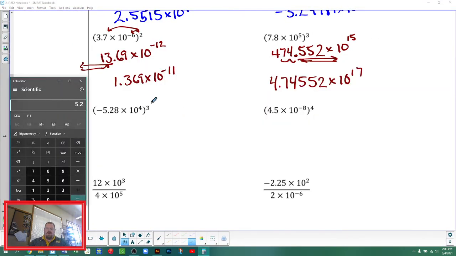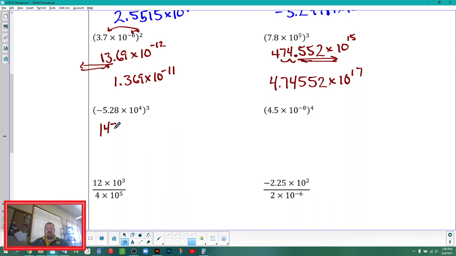This one, I want 5.28. I'm tired of multiplying it by itself over and over again. Raised to the 3rd power is 147. I'm going to go ahead and round this to 147.2 times 10 to the 4 times 3 is the 12th power. It's going to move that way 12 times to be a big number, move back to almost be in scientific notation 12 times, 13, 14 total. 1.472 times 10 to the 14th.